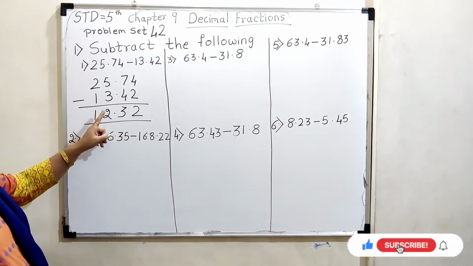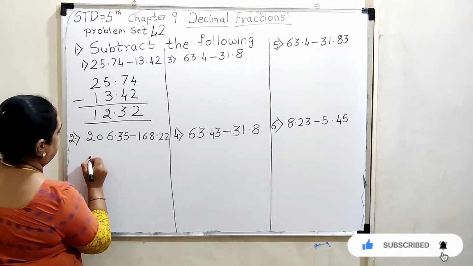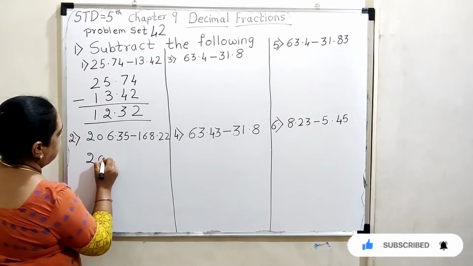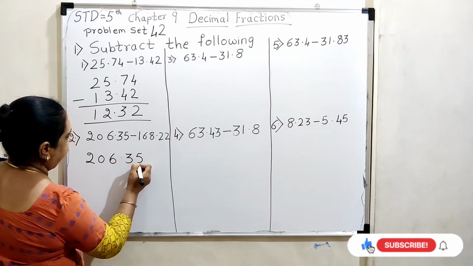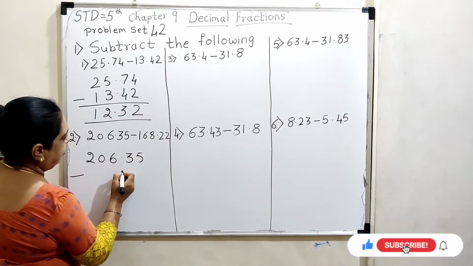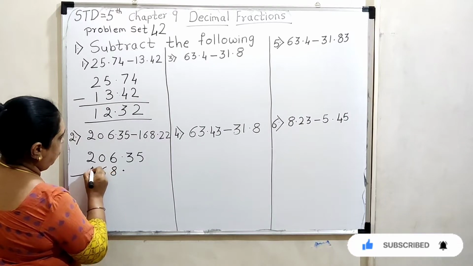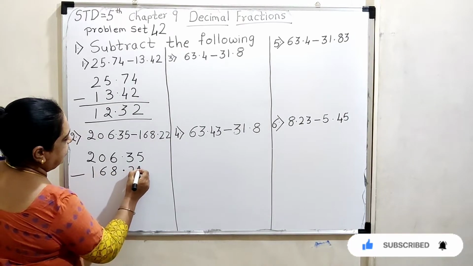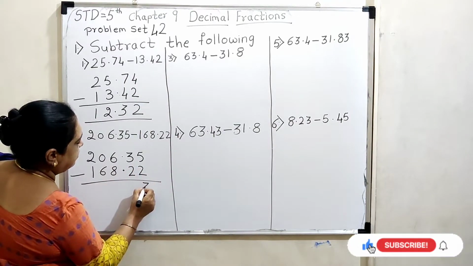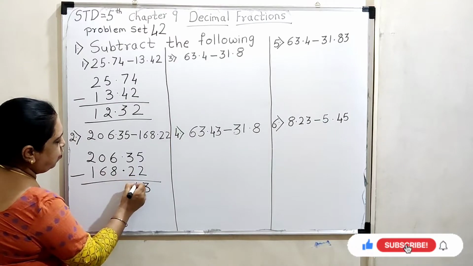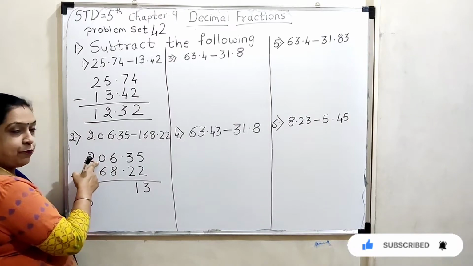Understood this sum? Now, we'll move to the second sum. 206.35 minus, as I taught you how to write this way, 8, 6, 1 and after the point 22. 5 minus 2 is how much? 3. 3 minus 2, 1. From 6 we can't remove 8. So what we have to do? We have to borrow from here.